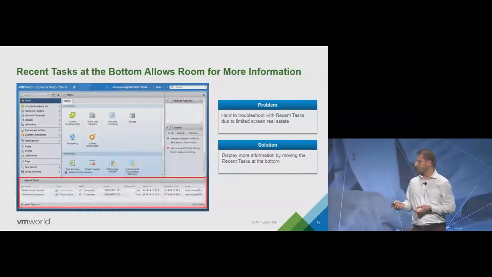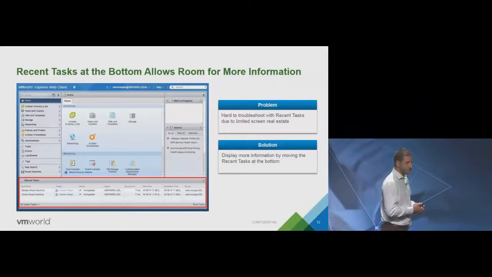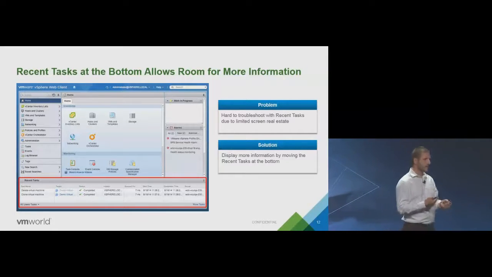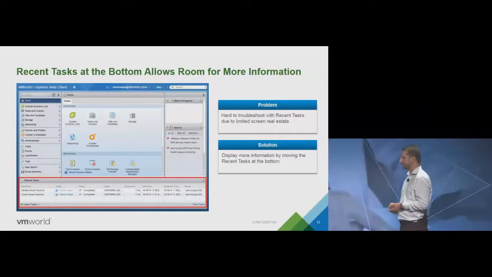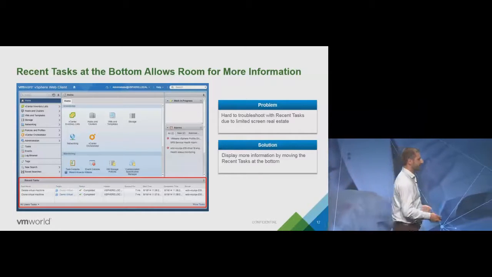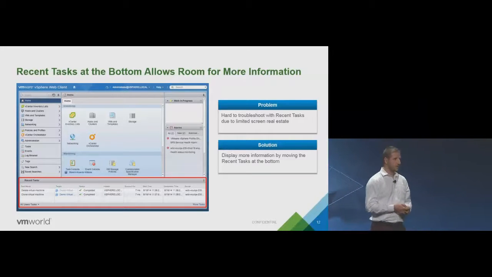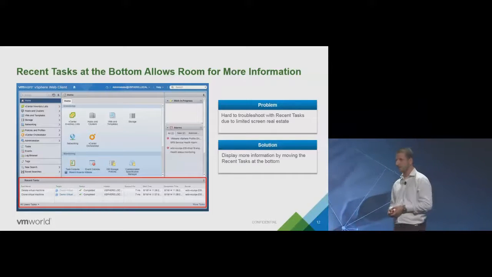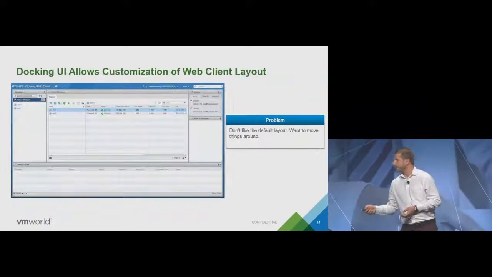So again, in vSphere 6, we've listened to you. We've simply moved the recent tasks down to the bottom of the web client. It's simple. This automatically gives us more real estate. We fed that real estate with more data, and now it's a lot easier for you to troubleshoot a failed recent task, for example.